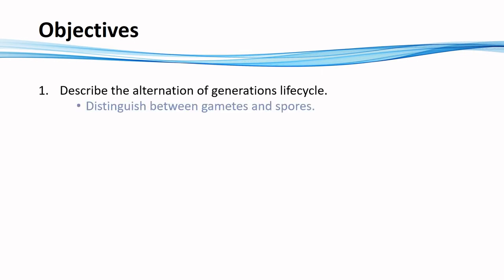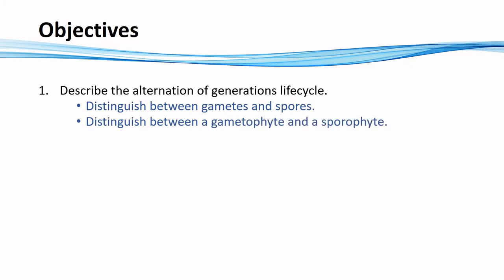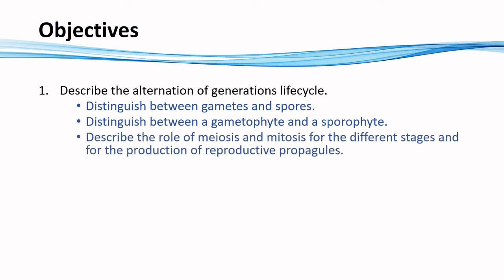In this lesson, the learning objectives are as follows. First, we'll describe the alternation of generations life cycle. While doing so, we'll distinguish between gametes and spores, as well as the difference between gametophytes and sporophytes. We'll also describe the role of meiosis and mitosis for the different stages and for the production of reproductive propagules.